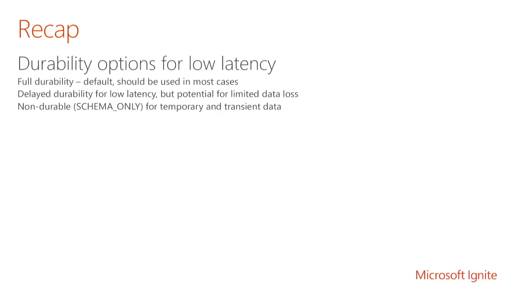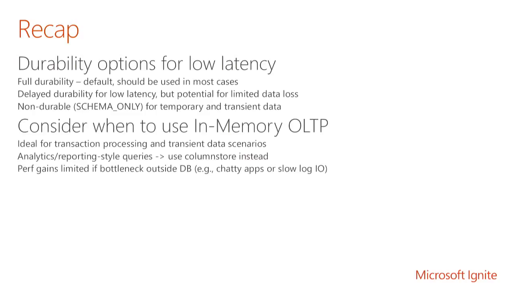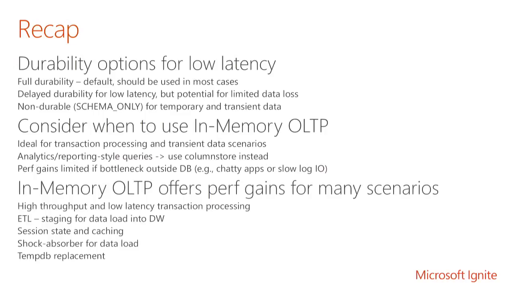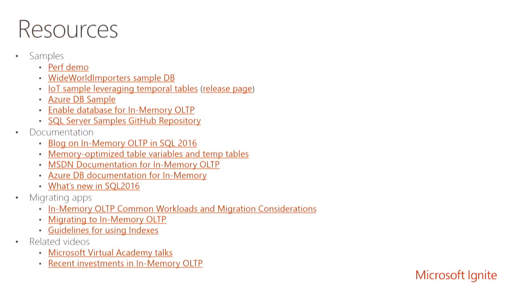Durability options for low latency, right? You have the durable table, non-durable table, delayed durability, stuff like that. And we talked about when to consider in-memory table, right? High throughput, low latency, shock absorber, all kinds of stuff. It's very compelling. And there are many, many scenarios we talked about, right? Okay. So I'm rushing through this slide, and there are resources.